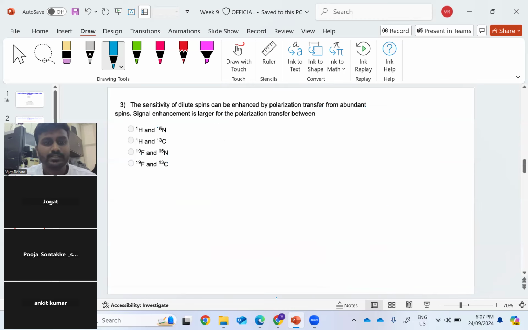The next question is: the sensitivity of a dilute spin can be enhanced by polarization transfer from an abundant spin. The signal enhancement is larger for polarization transfer between. So here, if you look at this one, this is generally the one with more naturally abundant nuclei.